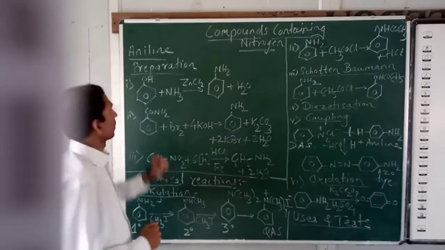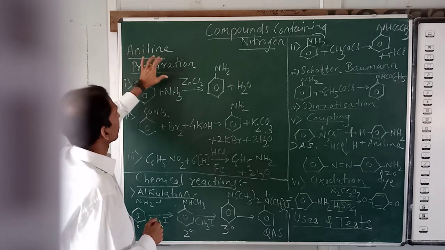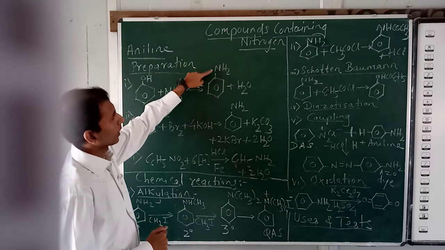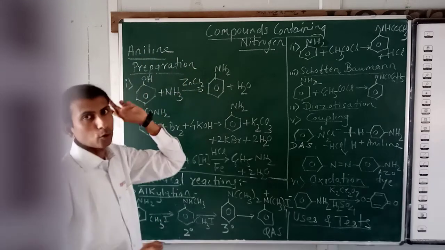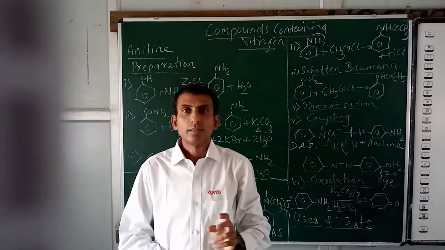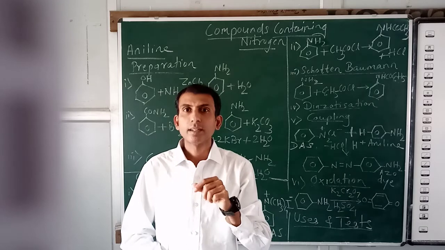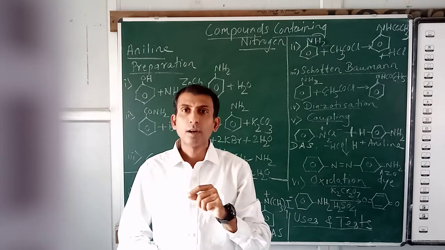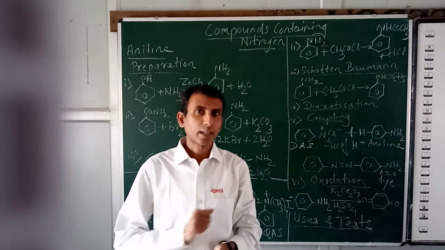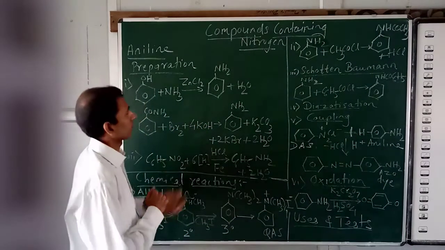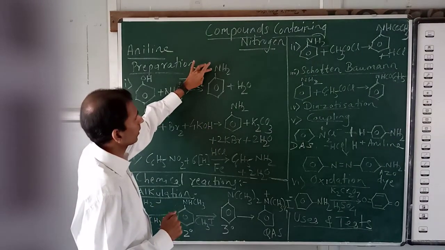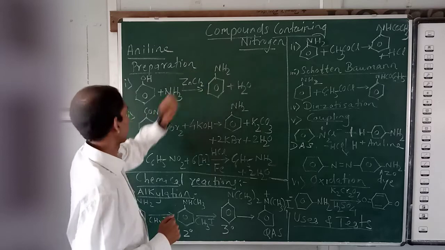Okay, benzene ring in aniline. NH2 group attached to the benzene ring. So this is an example of an aromatic amine. More specifically, this is an example of a primary aromatic amine. Okay, so this is the NH2 group, that's a primary aromatic amine.